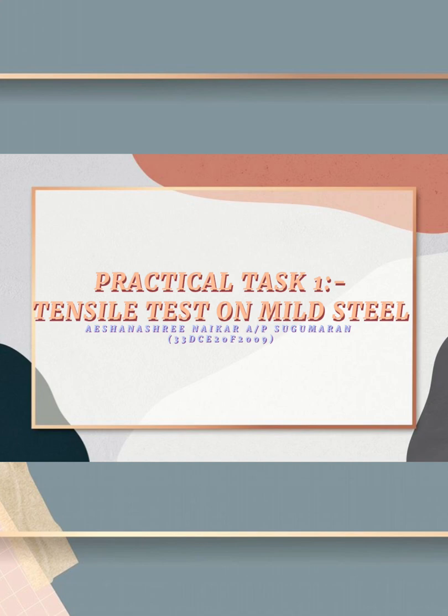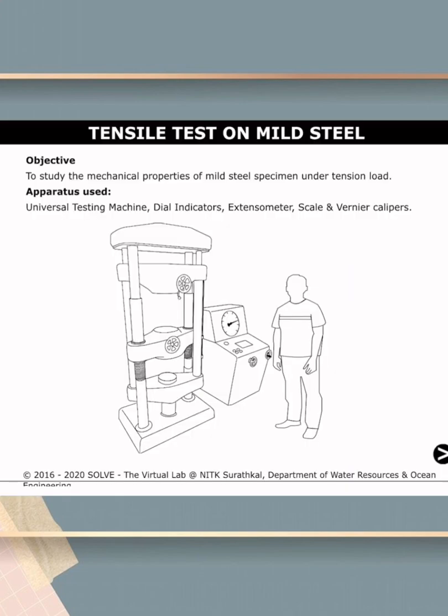33DCE20F2009. Today, I will be presenting practical task 1, which is tensile test on mild steel. The objective of this practical task is to study the mechanical properties of mild steel specimen under tension load, and the apparatus used are universal testing machine, dial indicators, extensometer, scale, and vernier caliper.